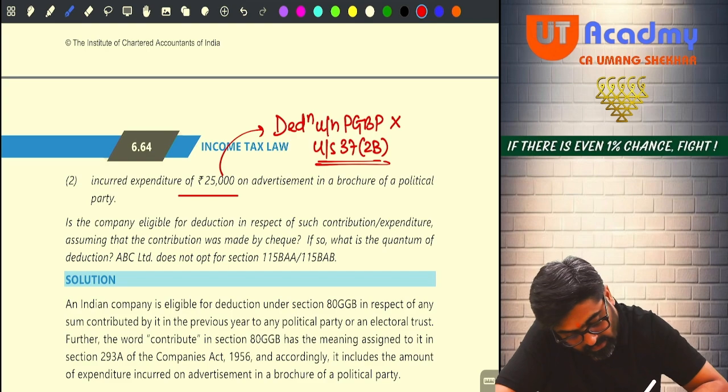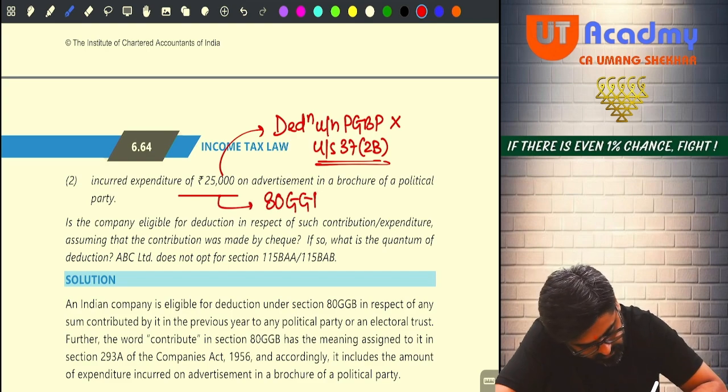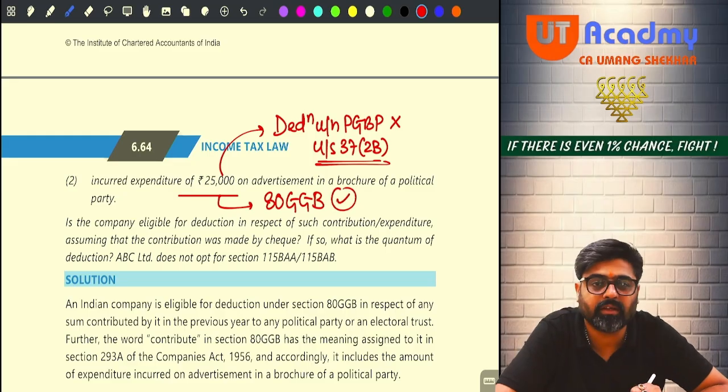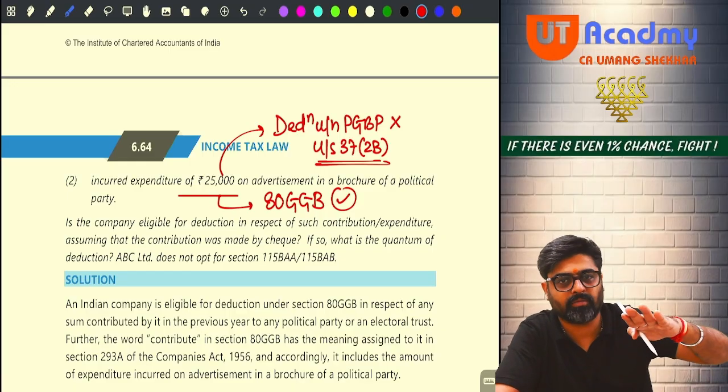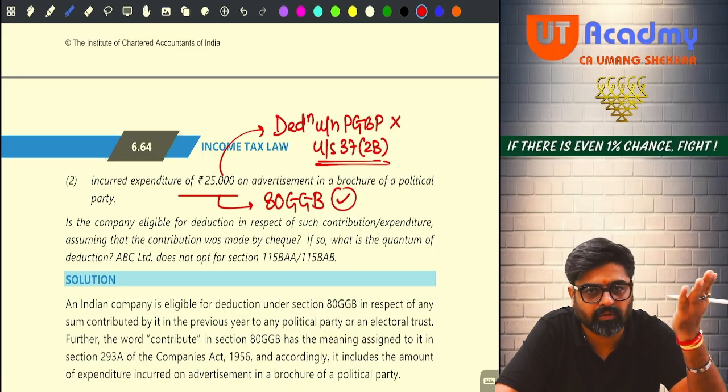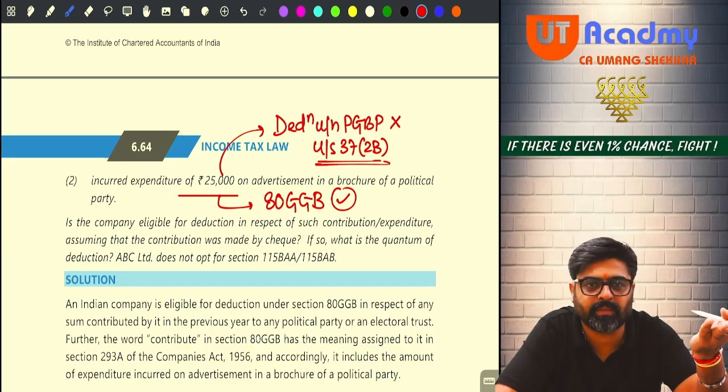But the same thing you can claim under 80GGB, because it is as good as a contribution made by you to a political party. So the amount which you are spending on the advertisement in the brochure etc. of a political party is as good as a contribution made by you.